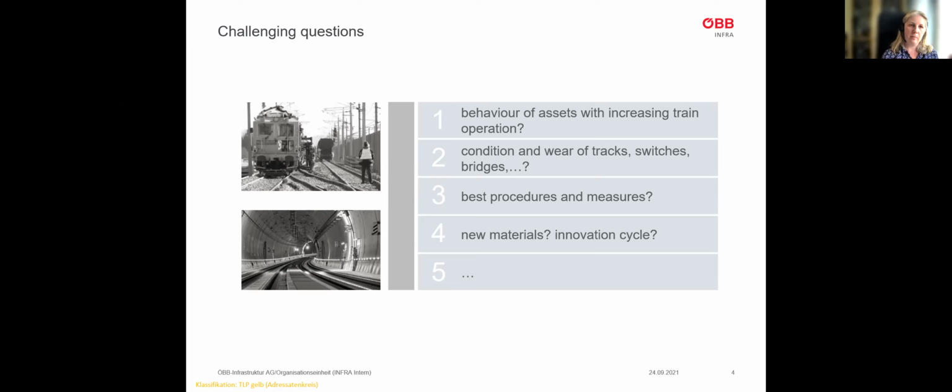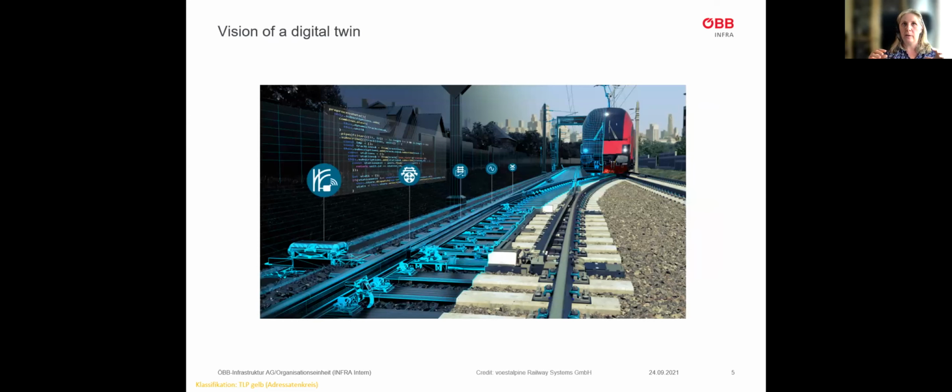So our vision is to build up a virtual representation of our infrastructure network and of all our assets, so that we can answer the questions regarding the planning of future network, regarding quality, availability, and to make the innovation cycles shorter. So this is our vision of our digital twin.